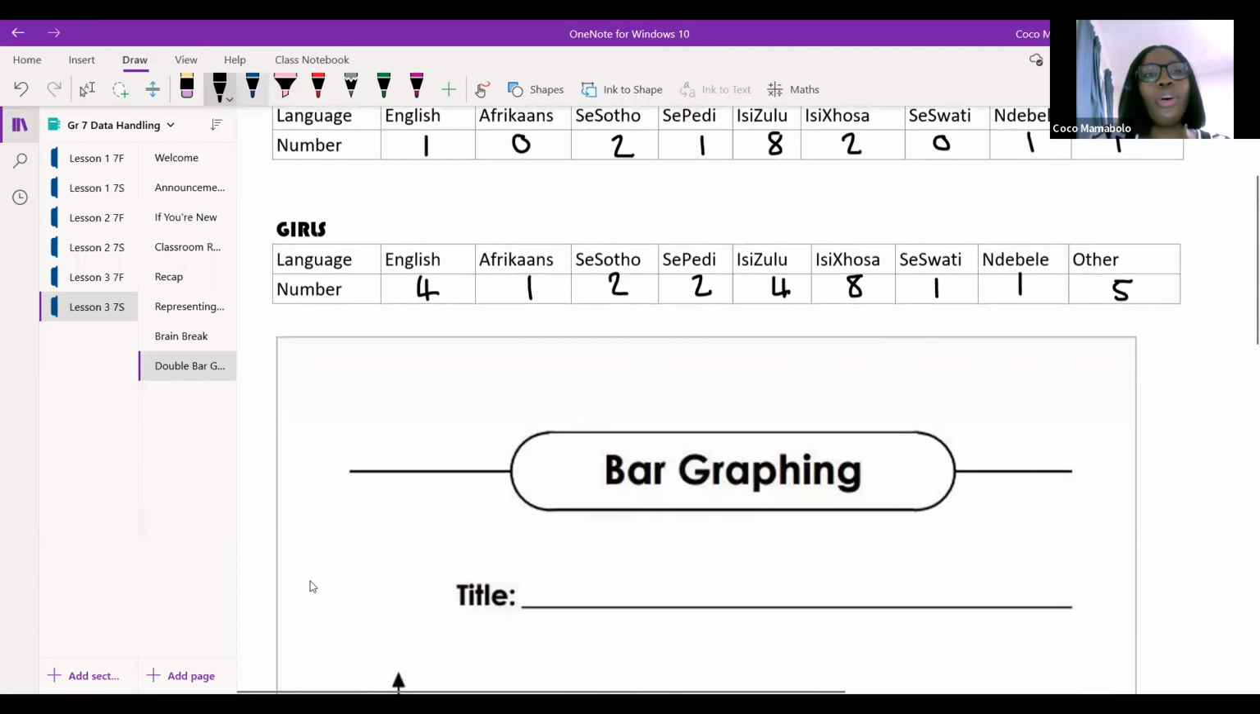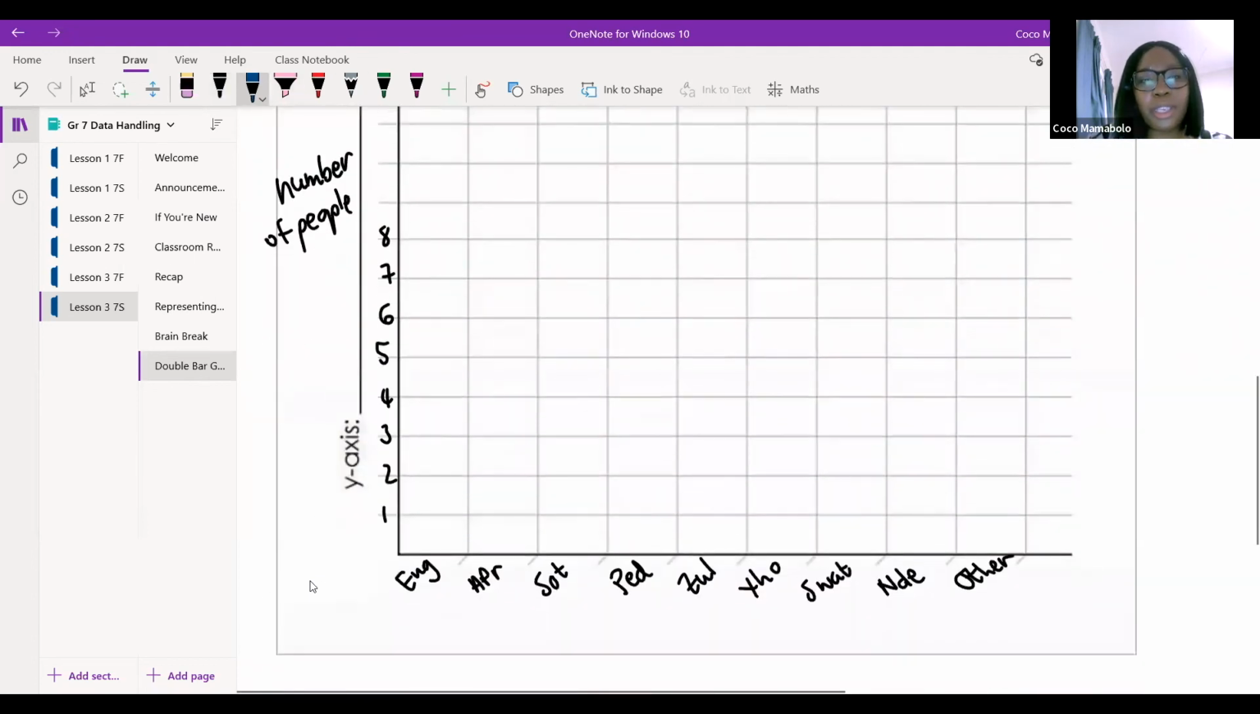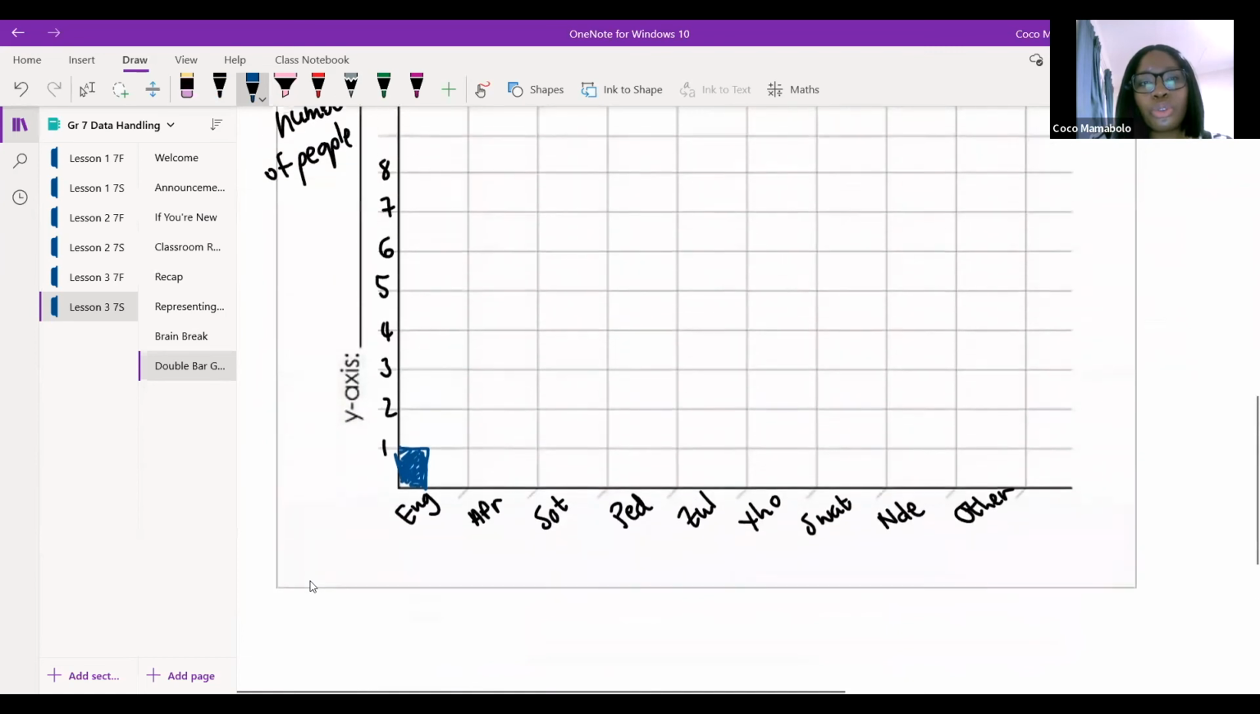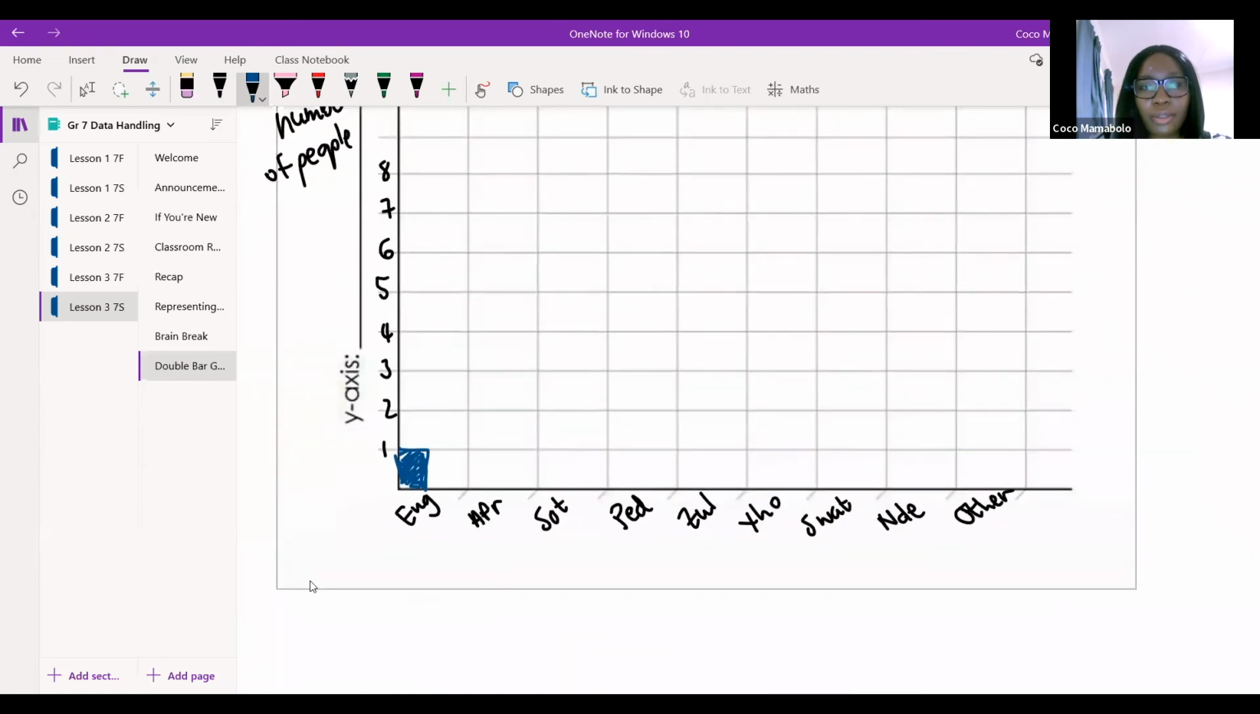Okay, all right, so for the boys, we've got 1 English speaker. So I'm going to draw only in half the space for English, because these are just the boys. And then we've got no Afrikaans speakers, 2 Sesotho speakers. So I'm going to go like this, and there's a reason why I'm leaving space, guys.